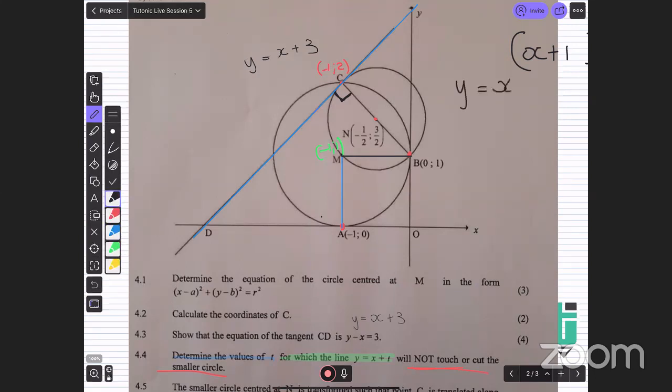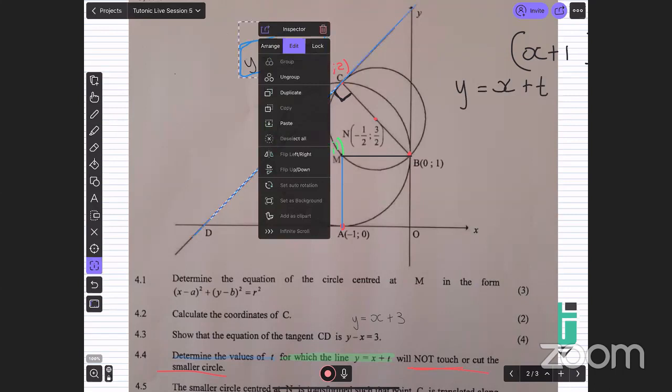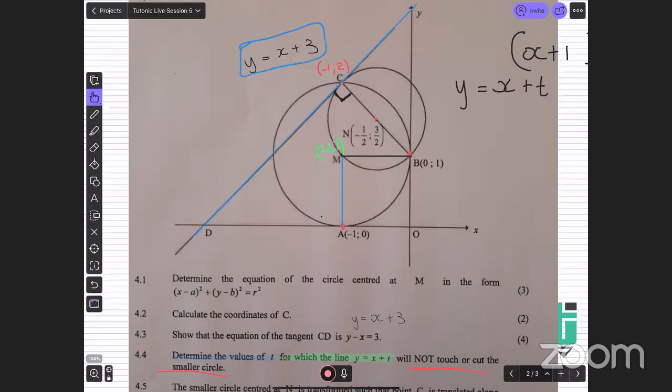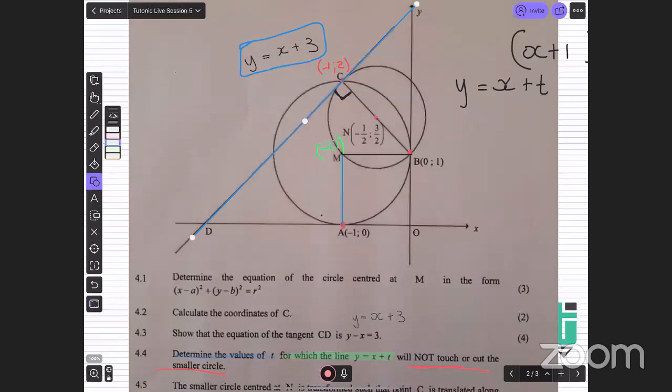y equals x plus t. Do you agree that if t is 3, it's the same line? Hamza? Okay, I see now. So it's the same line. Right. But if I were to move this graph up, if I increase t, what happens? It doesn't touch the circle anymore.